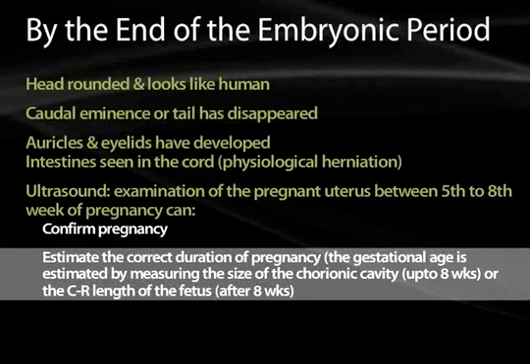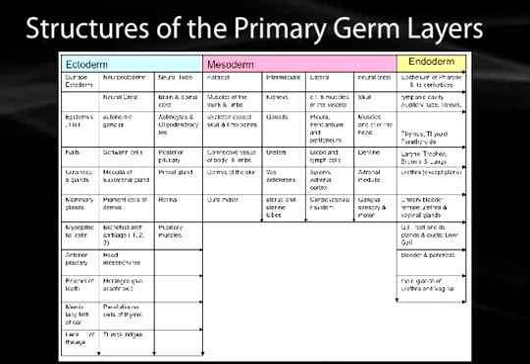I really don't think it's worth going into too much detail about the various crown rump lengths for the Step 1, but it will be for specializing later on in your careers. Finally, I wanted to leave you with some structures of the primary germ layers, the ectoderm, mesoderm, and endoderm. I'll leave you to look at some of these and what is derived from each of these during the formation of these early embryonic periods.